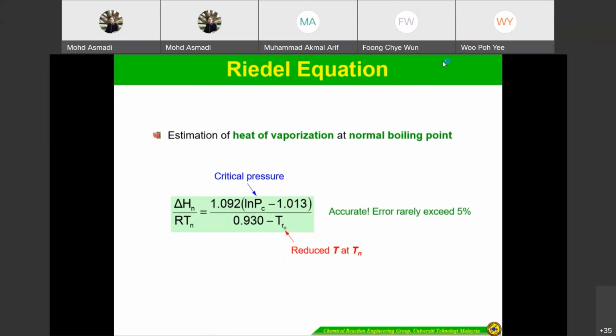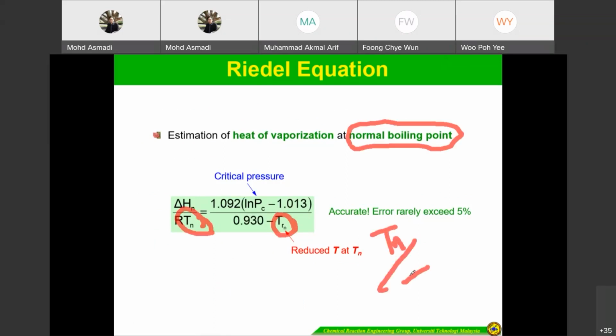This is from the normal boiling point, because the information we can get is the temperature at the normal boiling point, because this is the start of the two-phase system, right? So this one is the reduced temperature at the normal boiling point, meaning Tn divided by Tc. PC, the critical pressure, you can get from the table, Appendix B. So there's a critical pressure, and then you can calculate delta H.